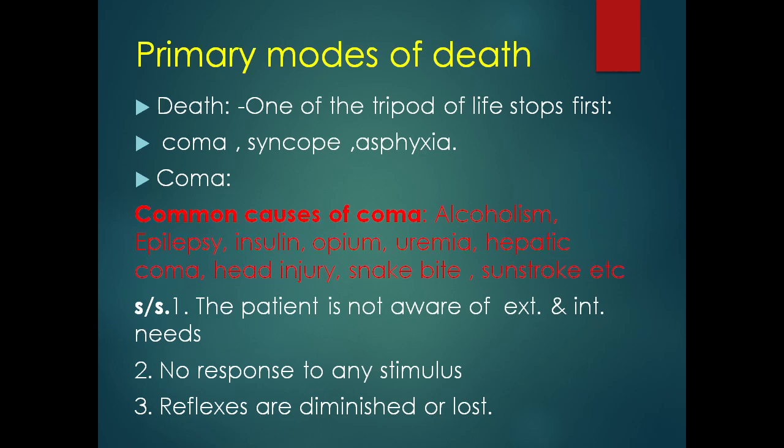What is coma? Coma means deep unconsciousness, there is no arousal, and then it leads to death. Then what are the common causes of coma? Alcoholism, epilepsy, insulin, opium, uremia, hepatic coma, head injury, snake bite and sunstroke. These are the various common causes of coma. This list is incomplete, okay? But for undergraduates, remember this: alcoholism, epilepsy, insulin, opium, uremia, hepatic coma, head injury, snake bite and sunstroke. The patient is not aware of external and internal needs in coma. There is no response to any stimulus. Reflexes are diminished or lost.